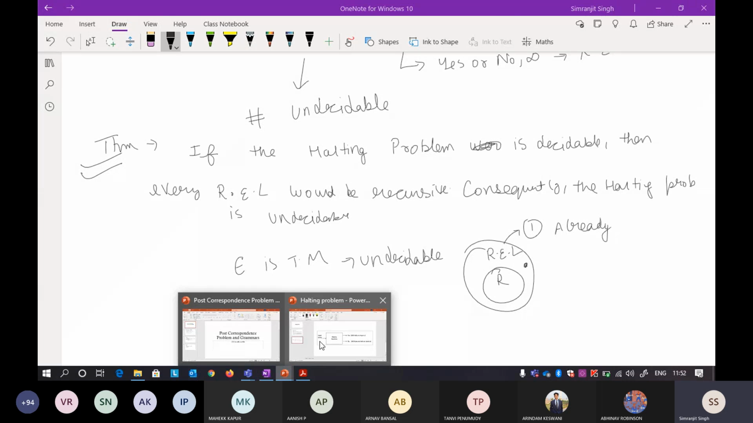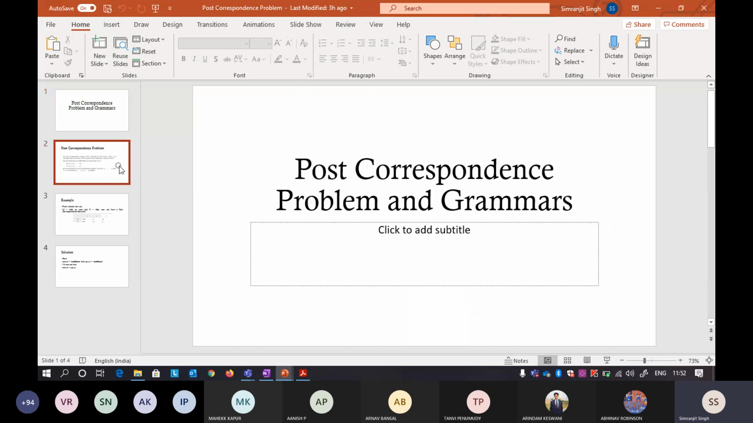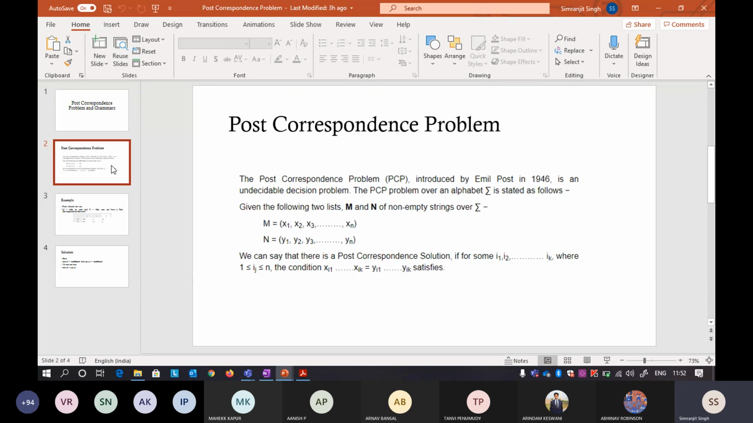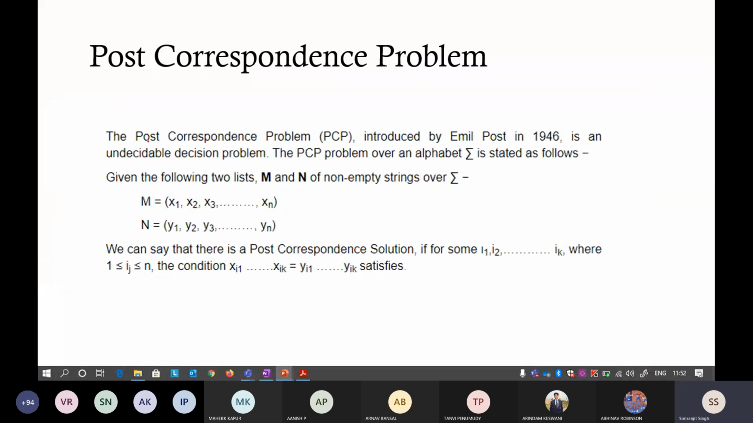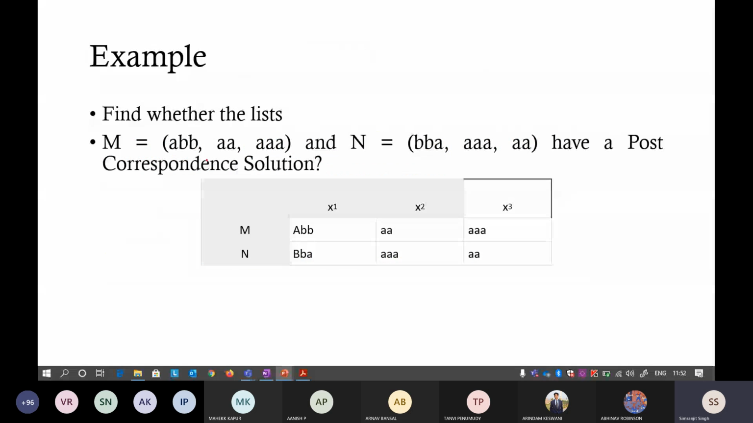There is another topic, the Post Correspondence Problem, which is already given in your syllabus. You may not understand yet what exactly it says. The Post Correspondence Problem was introduced by E. L. Post in 1946. It is also an undecidable problem, so keep that in mind. The PCP is given like this, and I'll explain with an example so it is clearer. Suppose there is one variable m and another variable n, and the strings are given like this.